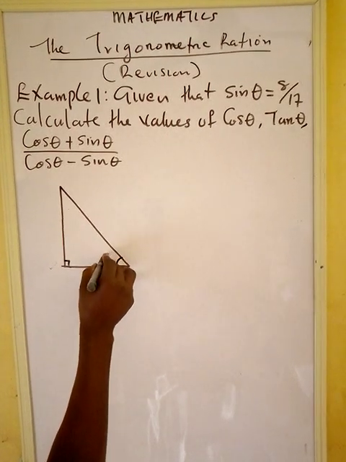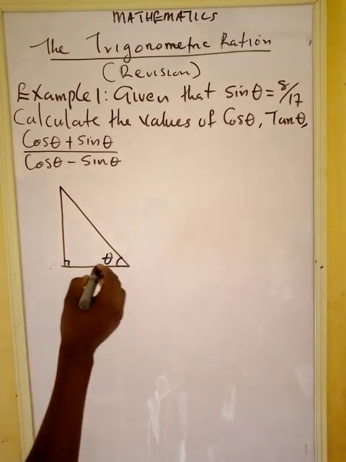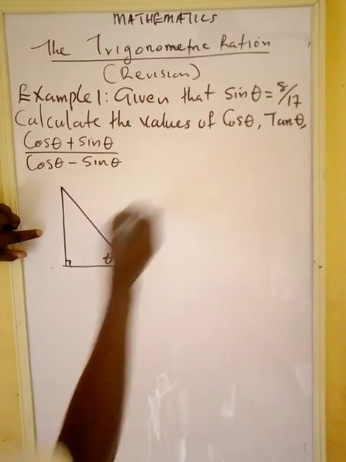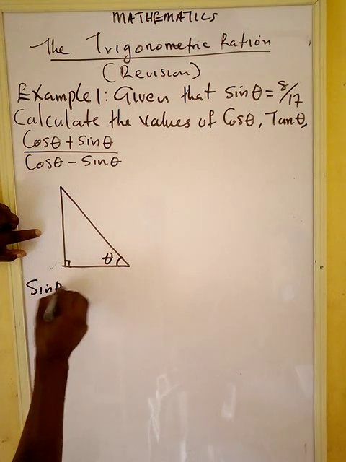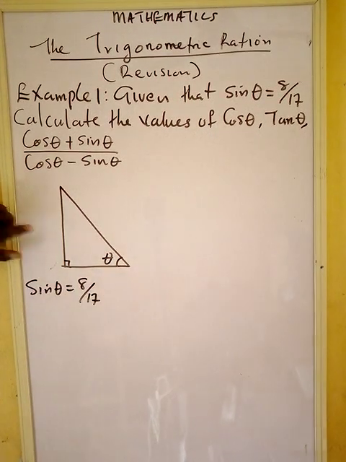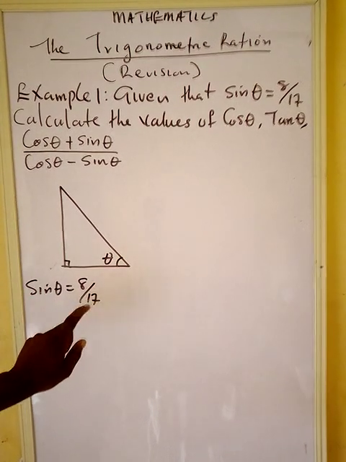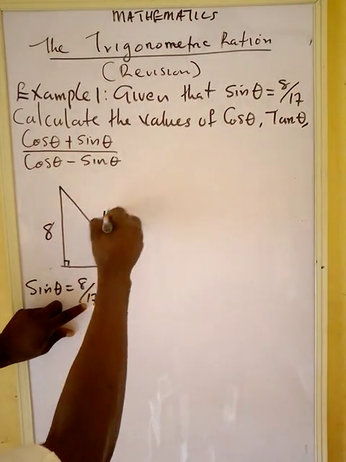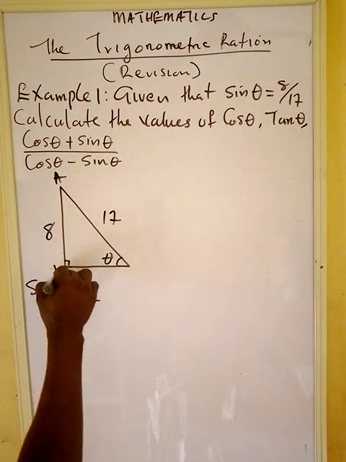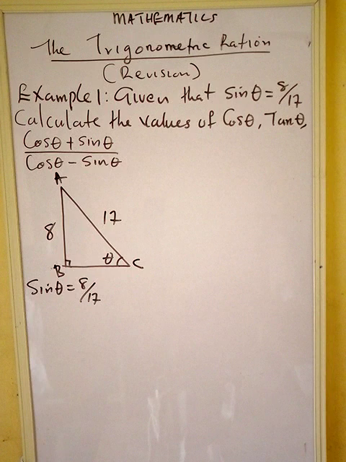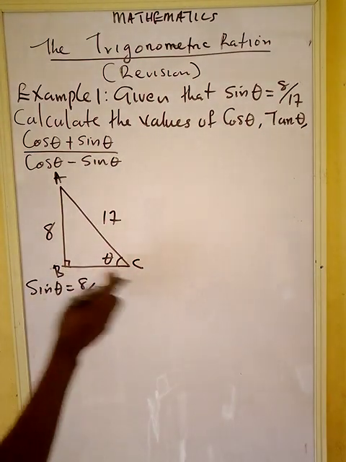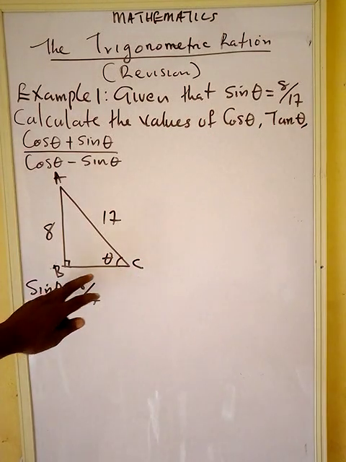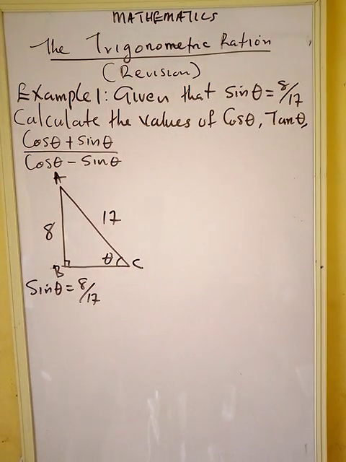Let me call this angle theta. Our sin theta equals 8 over 17, and you know that sin theta is opposite over hypotenuse. So our opposite is 8 and our hypotenuse is 17. Let me name the vertices A, B, C. Before we can solve anything, we need to get the third side, which is BC. To get BC, we are going to apply Pythagoras theorem.